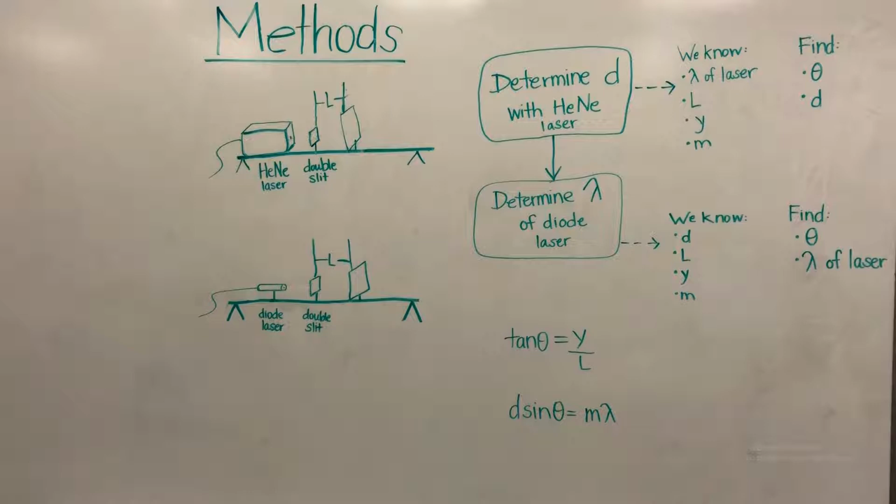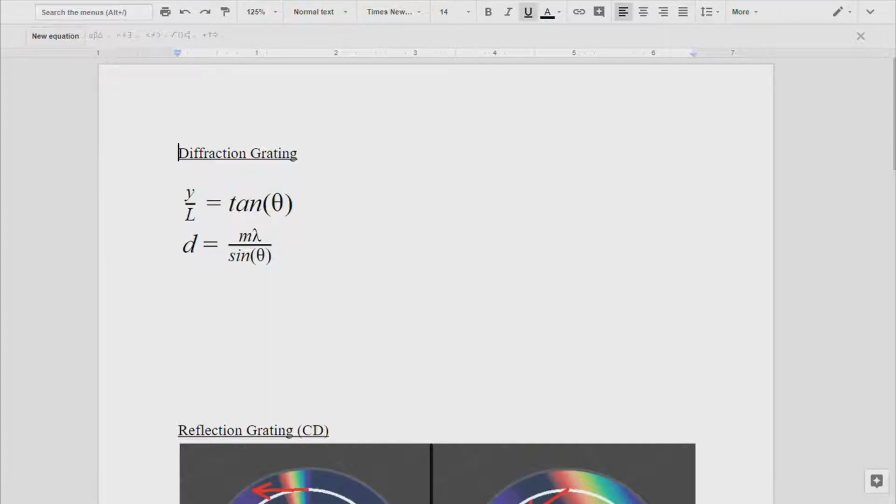Since the dots were really close together on the diffraction pattern, we measured from one M equals 3 to the other M equals 3 and divided by 6 to get Y1. After we found D in this first part, we can use it to find the unknown wavelength of the diode laser. So now we know D, L, Y, and we know M, and we can find the angle using tan theta equals Y over L again, and then we can find the wavelength using the other formula.